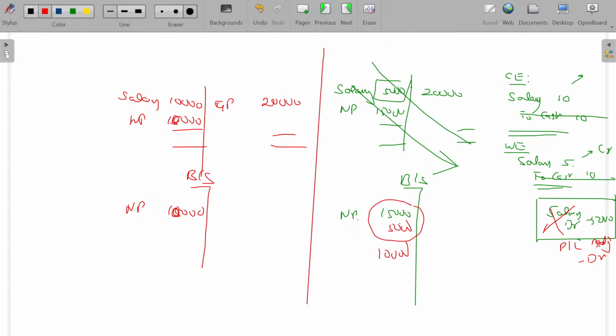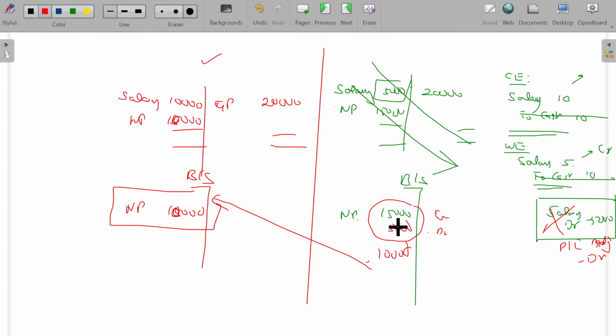This is credit, this is debit. So ultimately, we get 10,000 rupees. We got the original answer here. If I post everything correctly, the net profit is 10,000. Because of the error, I get the net profit 15,000. After finding the error, I now know that salary should be reversed.